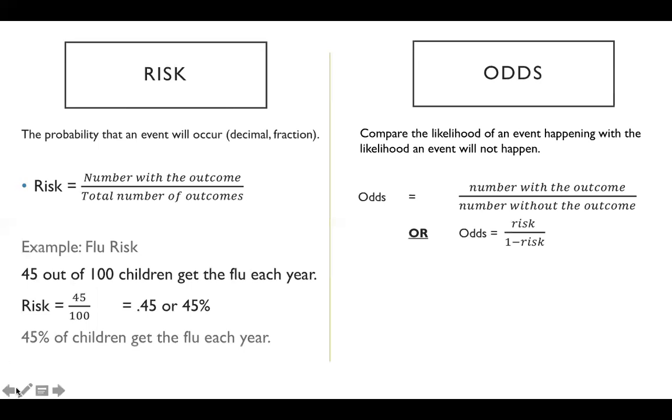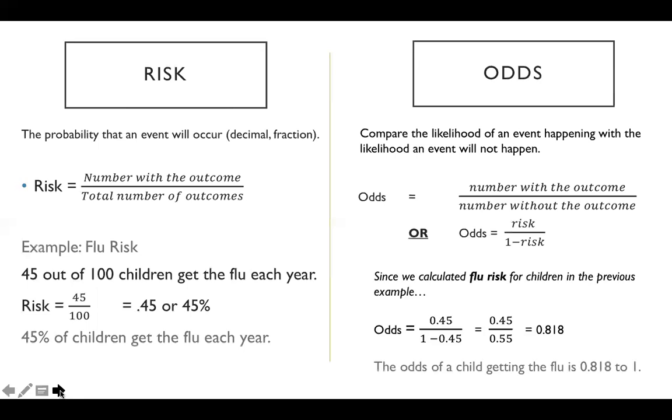And that's exactly what we're going to do right now, to calculate the odds using the flu risk that we calculated before. So we would take 0.45 divided by 1 minus 0.45. And then we get 0.45 divided by 0.55. Once we do that out, we get 0.818. We can conclude that by saying that the odds of a child getting the flu is 0.818 to 1.